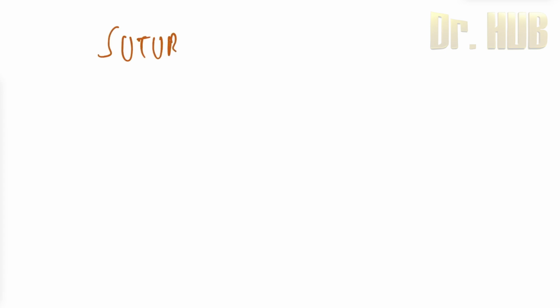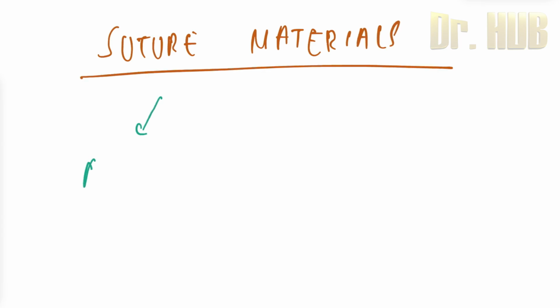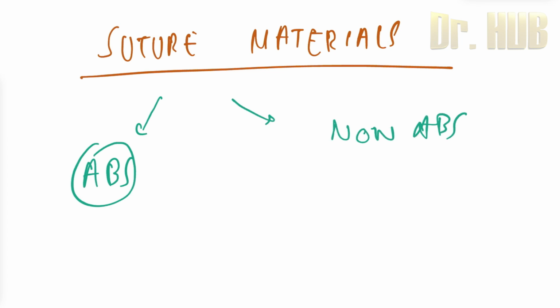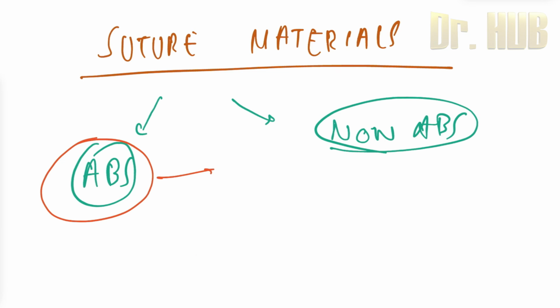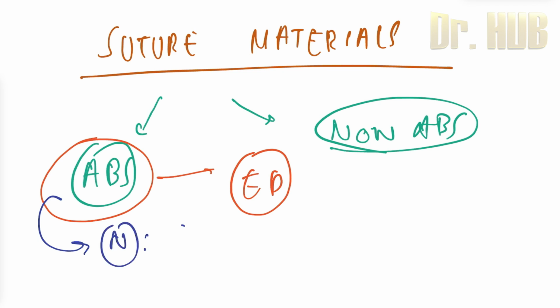Suture materials. They are widely classified into absorbable and non-absorbable. So what is meant by absorbable? Absorbable means it is absorbed in tissues, mainly due to enzymatic digestion as well as phagocytosis. Next, there are natural agents. Natural includes catgut as well as chromic catgut.